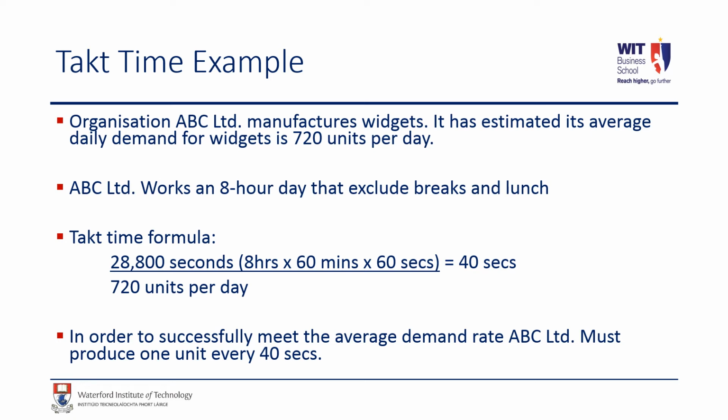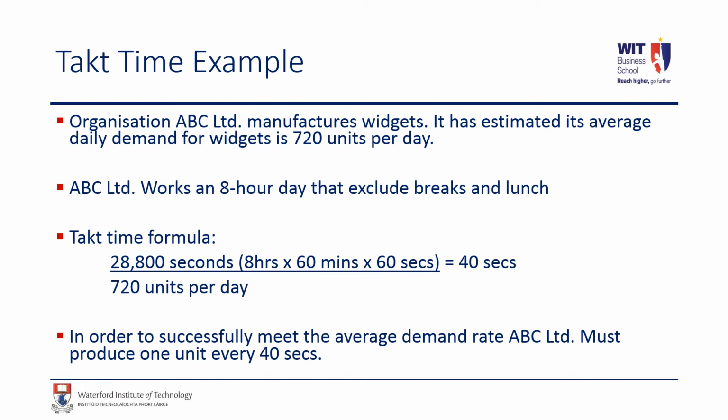So that means 1 unit has to be coming off the production line, or our operations have got to provide, if you like, a service, if it's a service organization, every 40 seconds to meet the daily demand. So in order to meet that demand rate, ABC Limited must produce 1 unit every 40 seconds. So if we can work out a takt time calculation, then we can figure out how our operations need to be timed or paced in order to meet our demand rate.